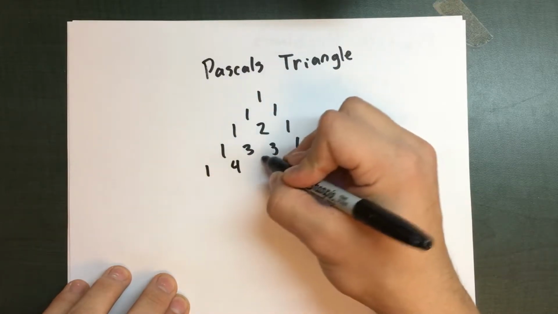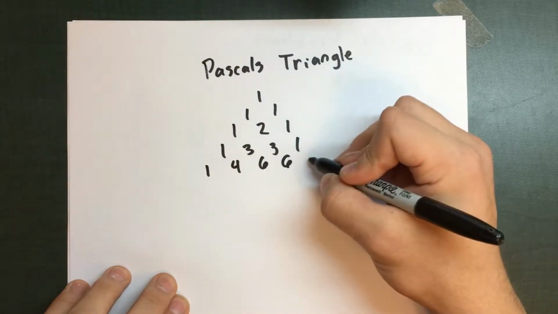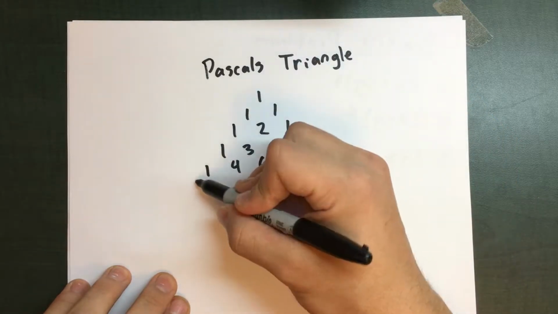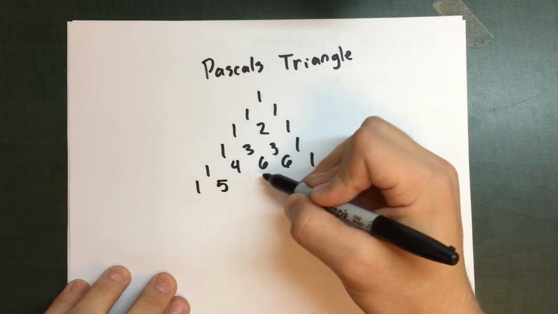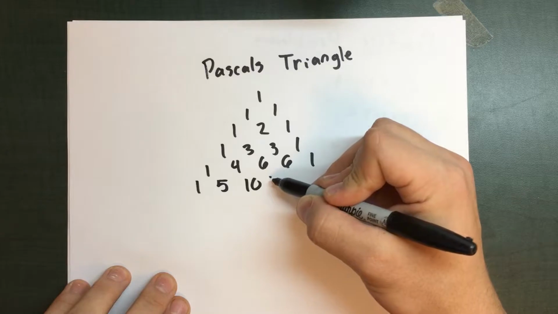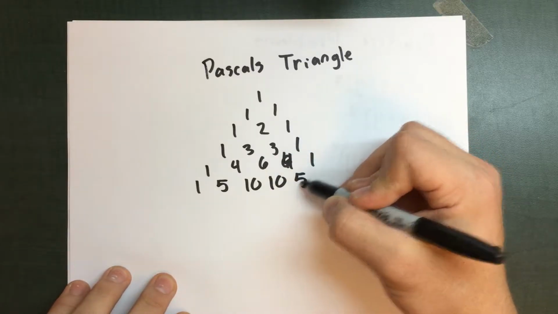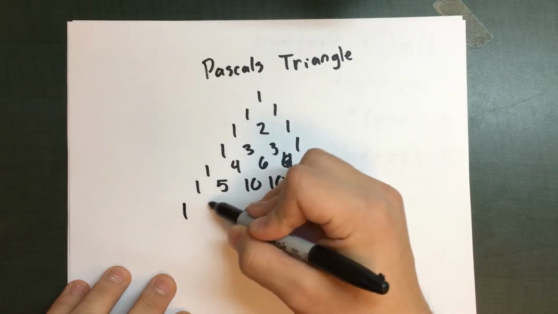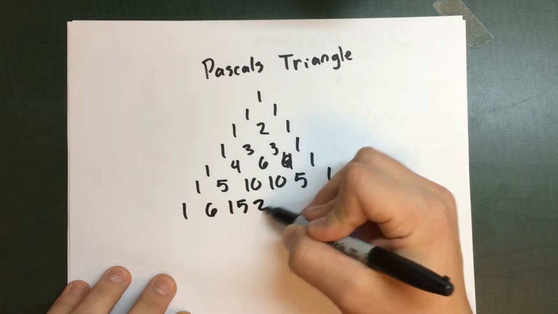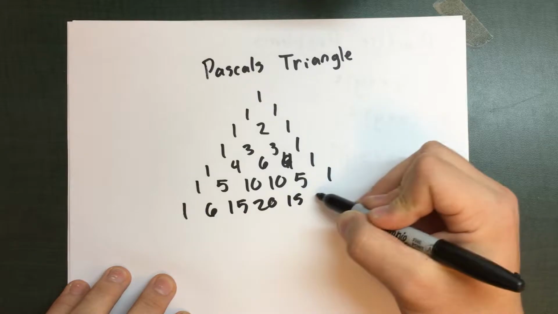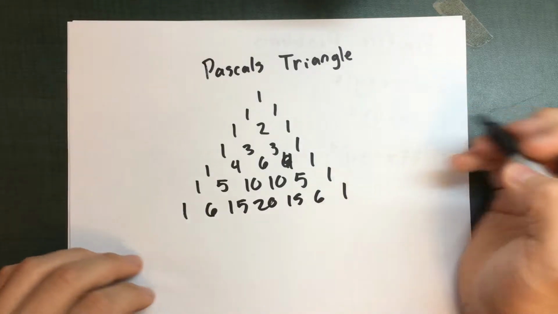1, 4, 6, 4, 1, 1, 5, 10, 10, 5, 1, 1, 6, 15, 20, 15, 6, 1. Oh, sorry, that should be a 4. And you get the idea.